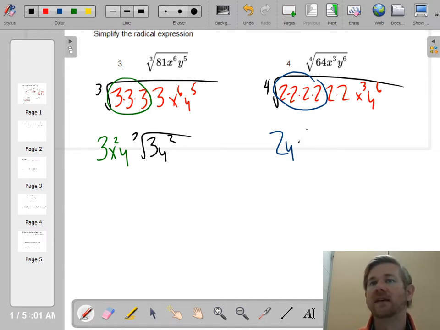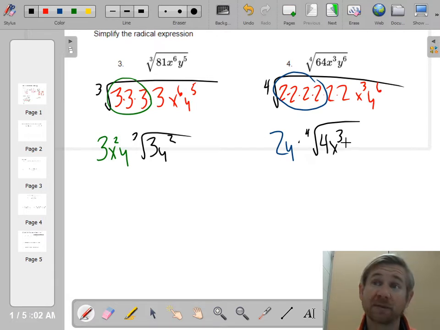What's left on the inside? 4th root of 2 times 2 is 4. There weren't enough x's. We brought 4 of the y's out, but there's still 2 of them left in there because there's 6. So 4x cubed y squared is left on the inside.